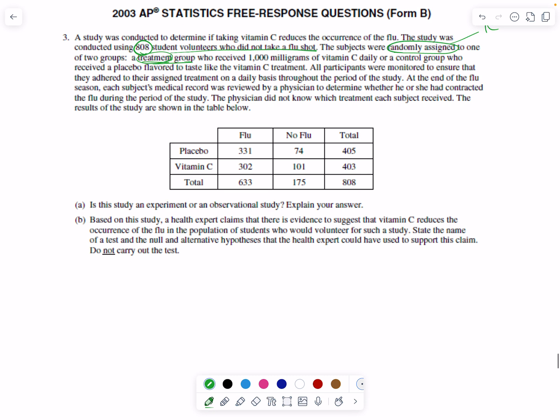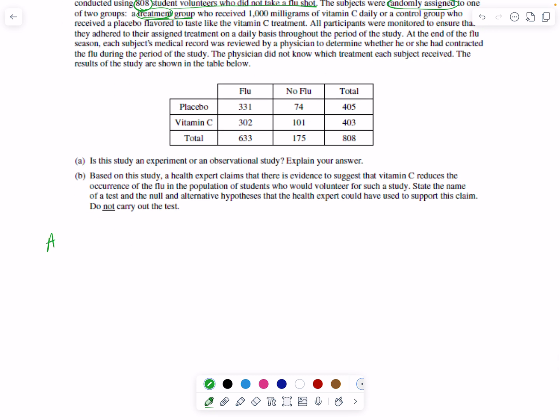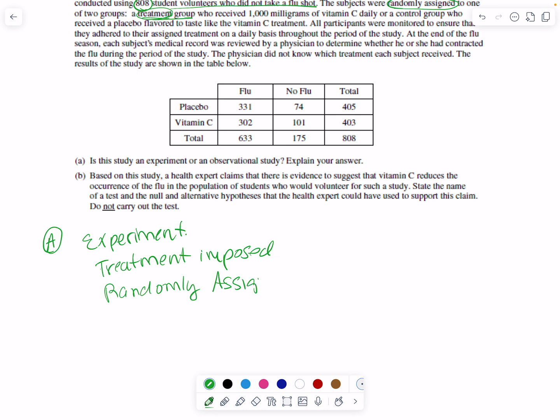So immediately I can stop and I can say, okay, this was an experiment because there was a treatment. And you need to tell me what the treatment was. So you're going to say there was a treatment imposed. And if you kept reading on, you'd see that the treatment was randomly assigned to 2 groups, which we had. The 2 groups were placebo and vitamin C were my 2 groups, right?